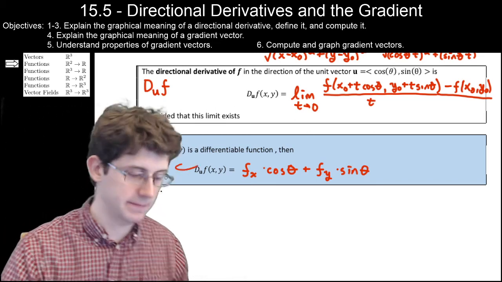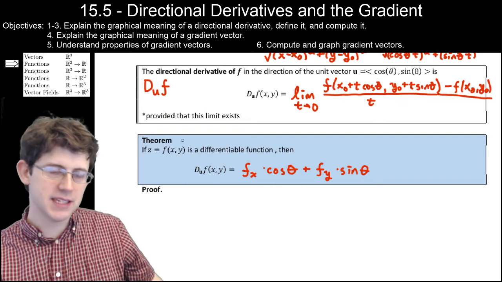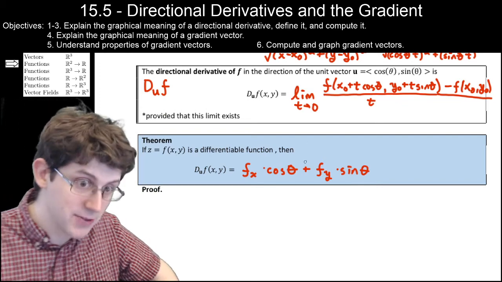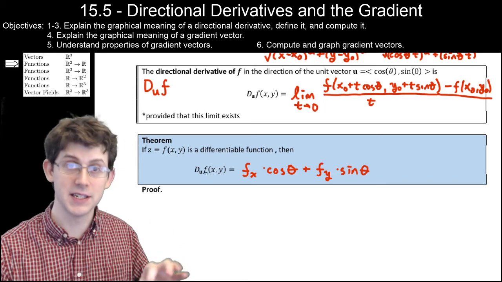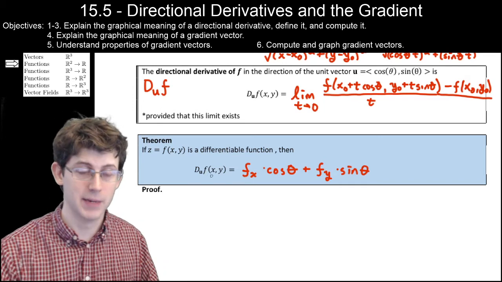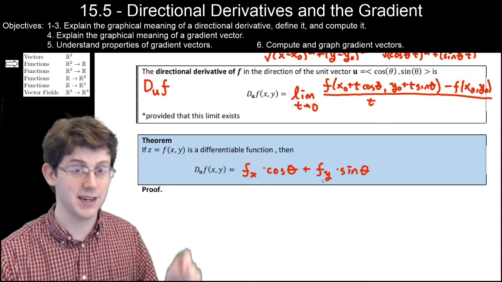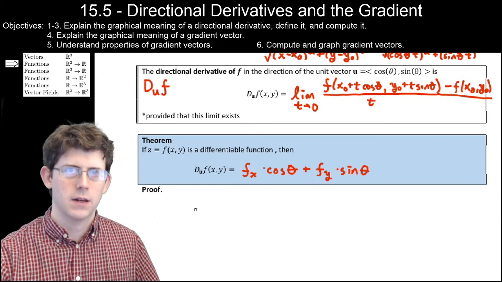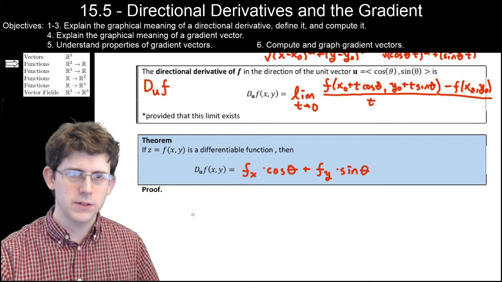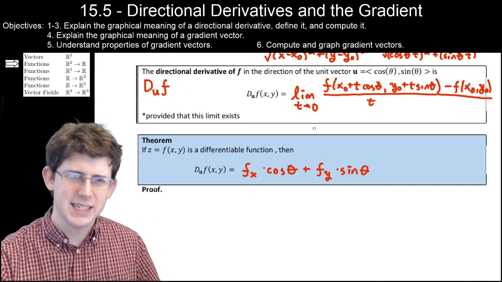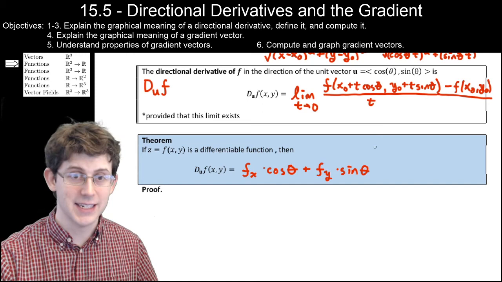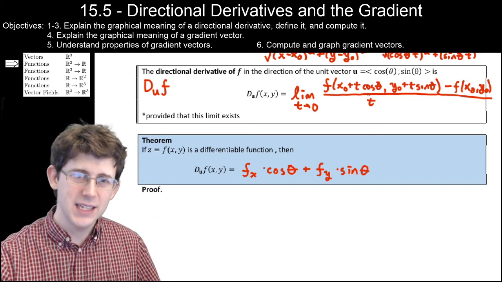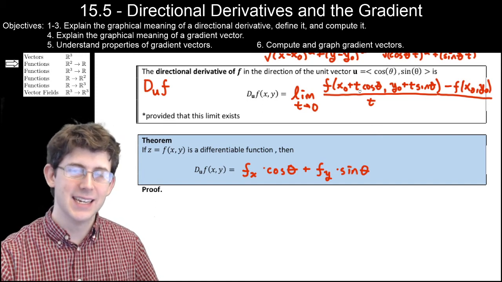So let's see it. It's a proof of this theorem. This theorem's pretty useful. It means you can find the slope of a surface in any direction by first finding the slope in the x direction and then in the y direction. To do this proof, we'll recognize that almost everything in here is really a constant. The thing that's really the variable here is t.